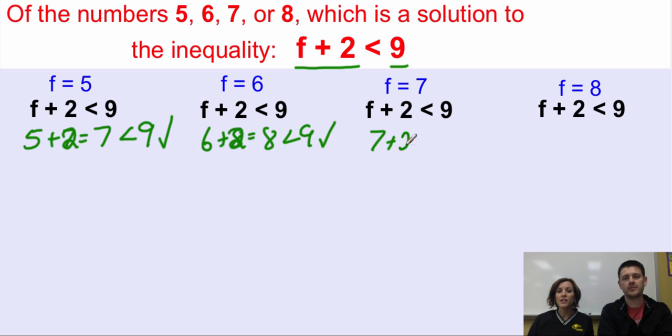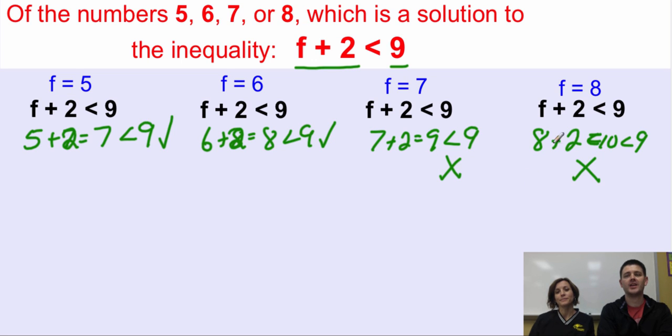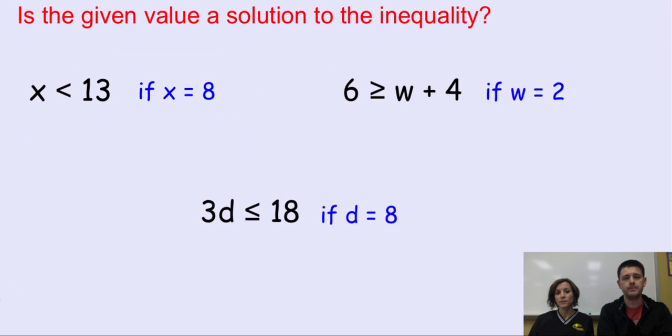7 plus 2 is 9. There's no equal sign underneath the inequality, so that is a no. And 8 plus 2 is 10, which is definitely not less than 9, so 8 is a no as well. So notice that it's not like an equation. There's not just one possibility. It could have been one of these, it could have been all of these, it could have been none of these that are solutions. But you have to show that work and how you checked each one of them as you go along.